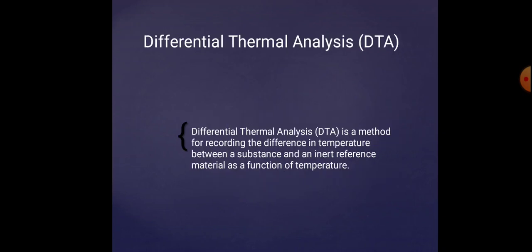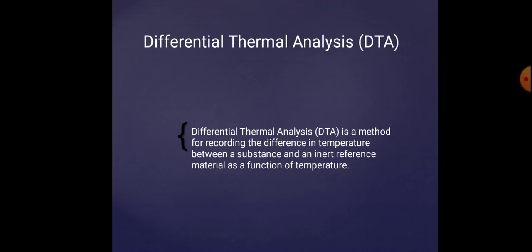Next point, differential thermal analysis, DTA. Differential thermal analysis is a method for recording the difference in temperature between a substance and an inert reference material as a function of temperature. Now in TG, we are just using a single compound under observation. The effect of temperature and its change in weight is considered.